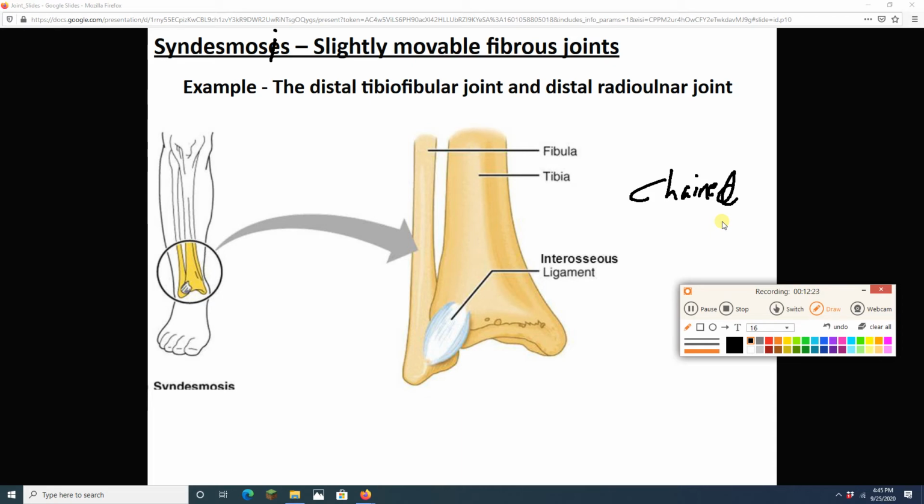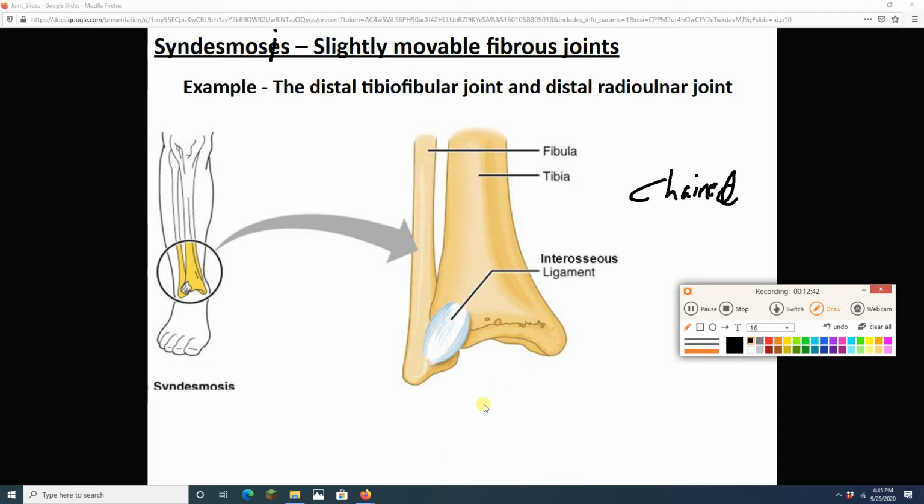You find this joint distally between your fibula, your lateral leg bone, and your tibia. All right? Your distal tibiofibular joint. Have you ever turned your ankle?